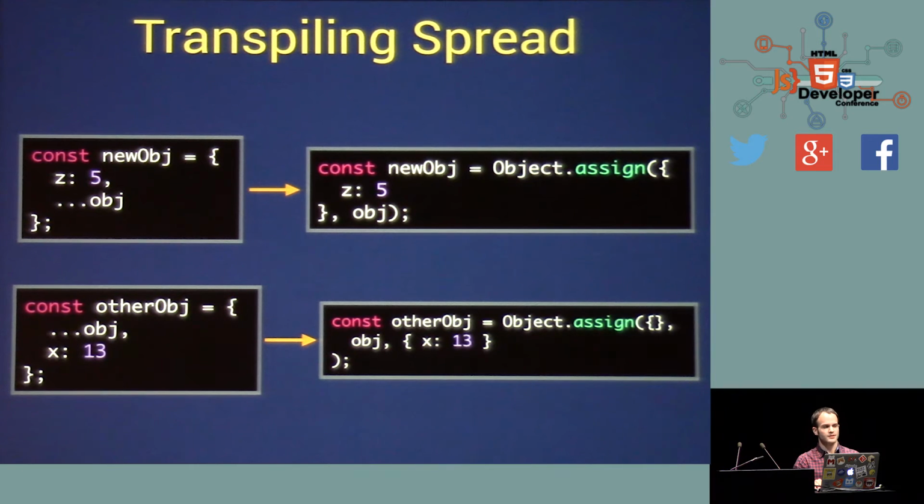And the second one, where I spread it out first and I set x equal to 13, it's like calling Object.assign first on an empty object, then passing in the original object, and then finally passing in an object with x equal to 13. And this is really important. You can't call Object.assign on the original object, because it will mutate its first argument. And we do not want to mutate this original object. We want to make sure we produce a new object. So when this gets transpiled, it's going to make sure it passes in an empty object first.